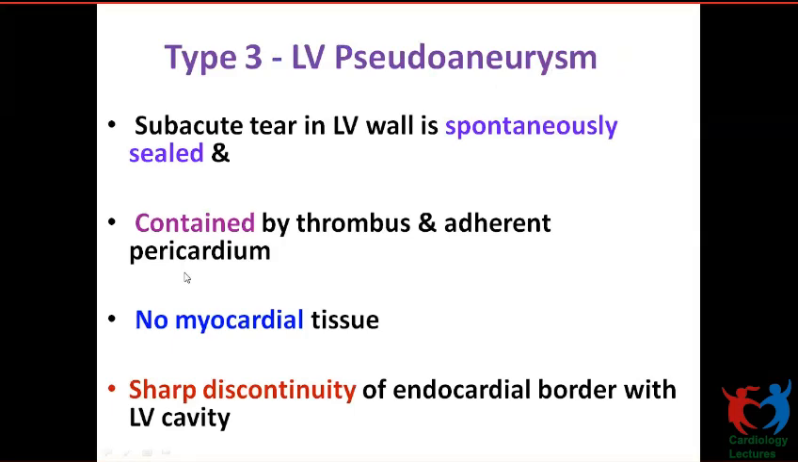Usually, this is a type 3 pseudoaneurysm, a type 3 rupture causing pseudoaneurysm. Here, the tear occurs subacutely and is spontaneously sealed and contained by the thrombus and adherent pericardium. In this, no myocardial tissue will be there. There will be a sharp discontinuity of the endocardial border with the LV cavity.